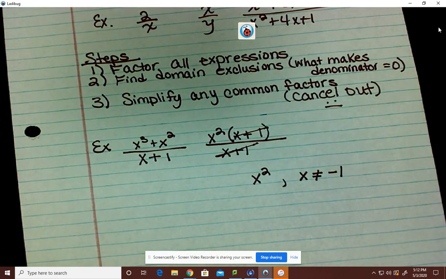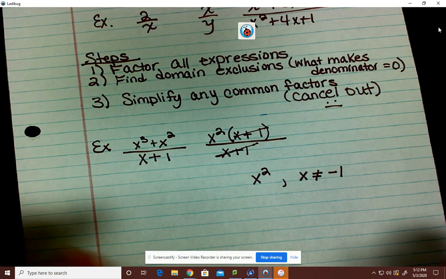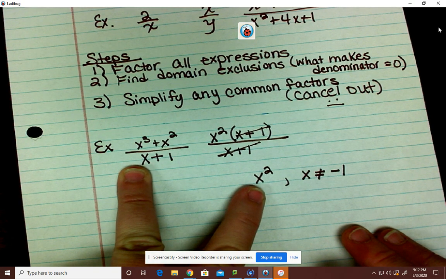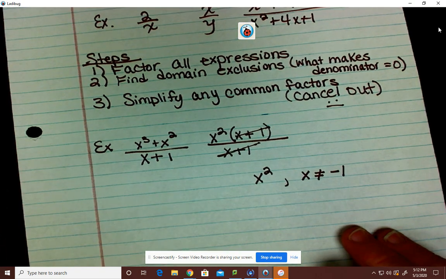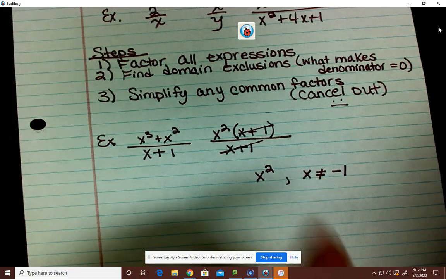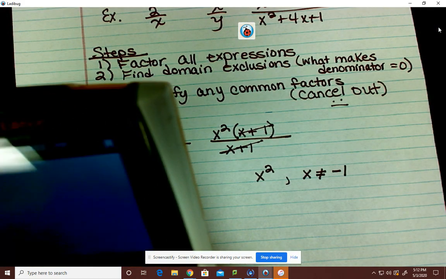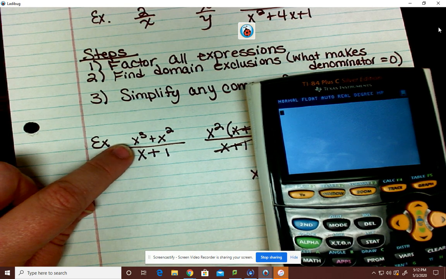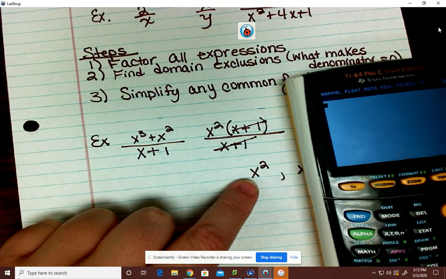So here's kind of a way to check yourself. These two things will give you the same answer. We haven't changed it. We just wrote it a different way. So if I pick a number, any number besides -1, and I substitute it into this expression, I should get the same answer as when I substitute it into this expression.